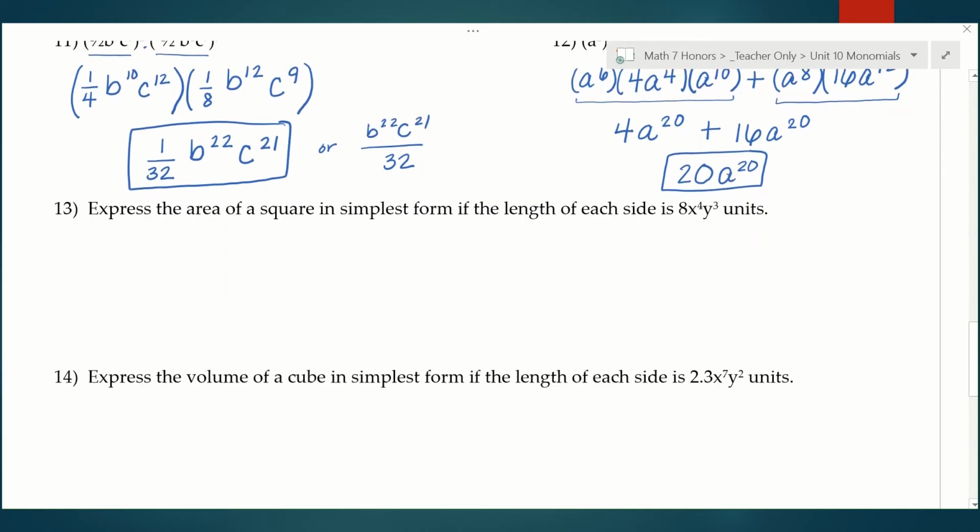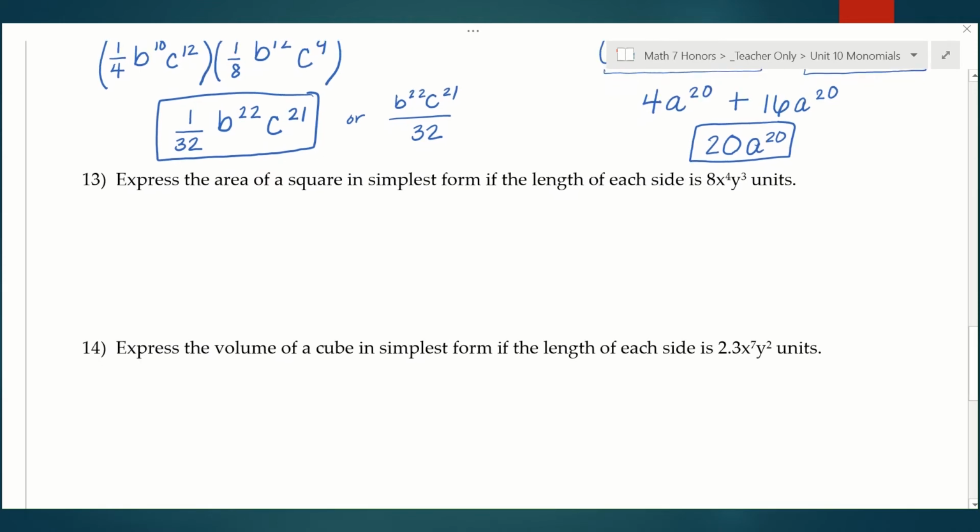All right, so let's do some applications with these double exponents, I call them. So number 13 says, express the area of a square in simplest form if the length of each side is 8x to the 4th y to the 3rd units. All right, so I'm just going to draw a quick picture here. So we know a square has all equal sides. And the area of a square is side squared. So I'm going to take the side, which I know is the same for every side of that square, and square it.